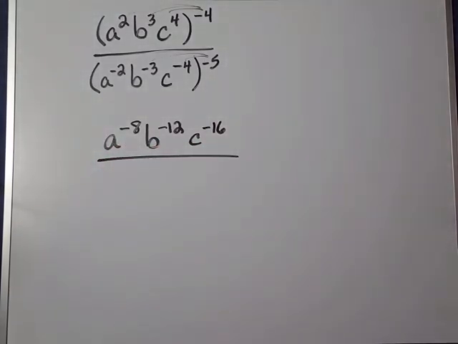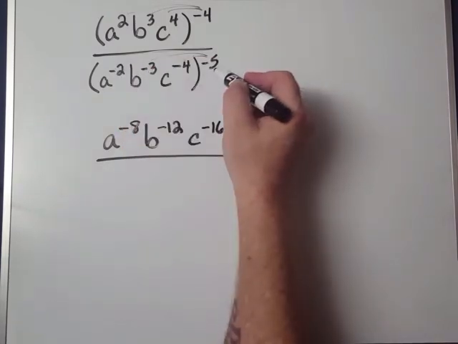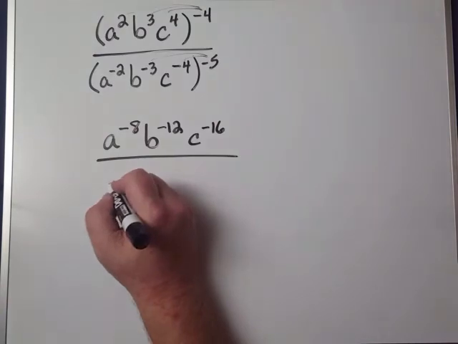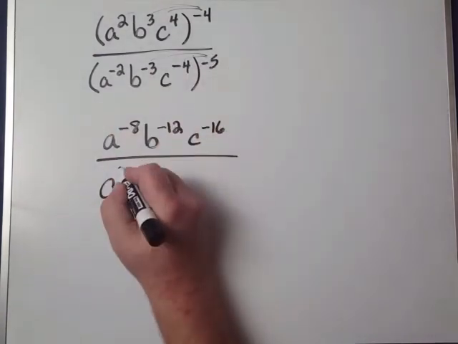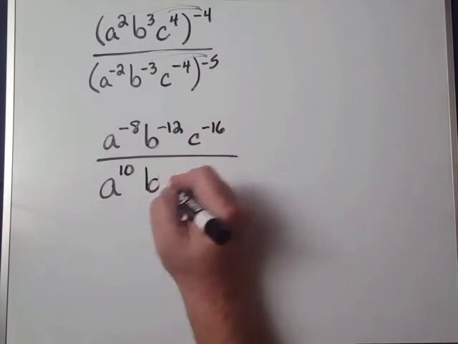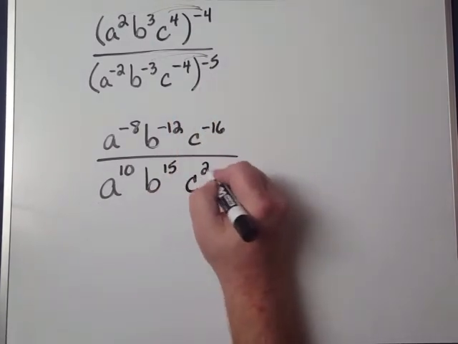Now distribute this power of negative 5 in the bottom. A to the negative 2 to the negative 5. That's a power to a power. You multiply. A to the negative 2 times negative 5 is positive 10. Likewise, B to the positive 15 and C to the positive 20.